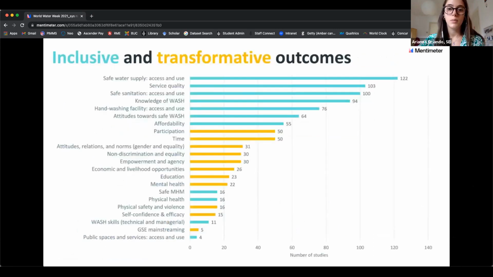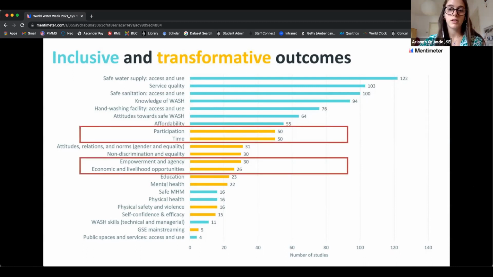Here we can see more about the types of outcomes included. The bulk of the literature reports are about what we call inclusive outcomes, and you can see them highlighted in light blue. Fewer reports talk about transformative outcomes, which are visible in yellow-orange. And Sarah explained in the introduction already what we mean by inclusive and transformative outcomes. We are going to discuss in our review mostly the transformative outcomes highlighted in red.